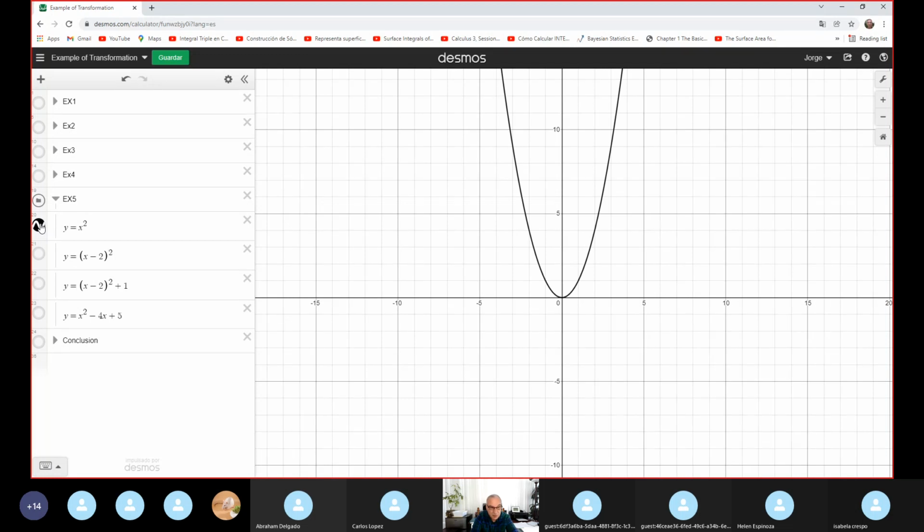After completing the square, I realize that the first transformation is a horizontal shift of 2 units to the right. Blue color. And after that, plus 1. Plus 1 is a vertical shift of 1 unit upward. Blue color also. Let me change the color. Orange, maybe.